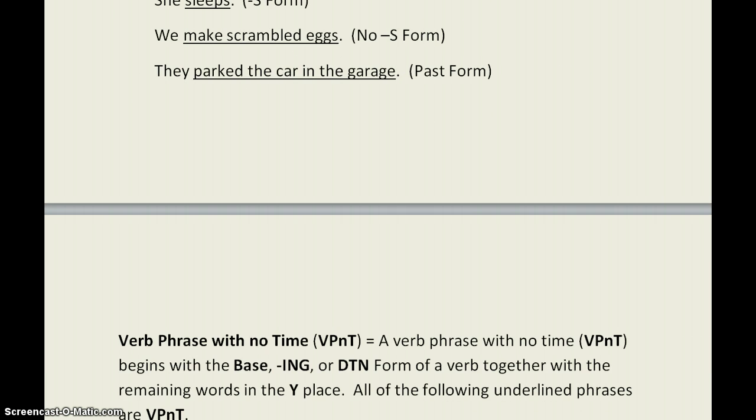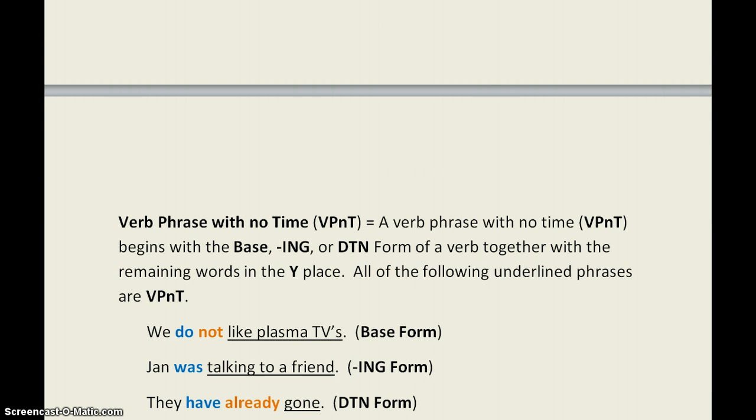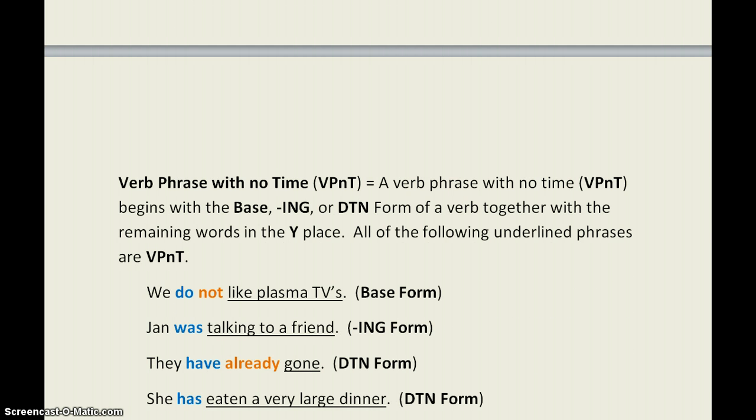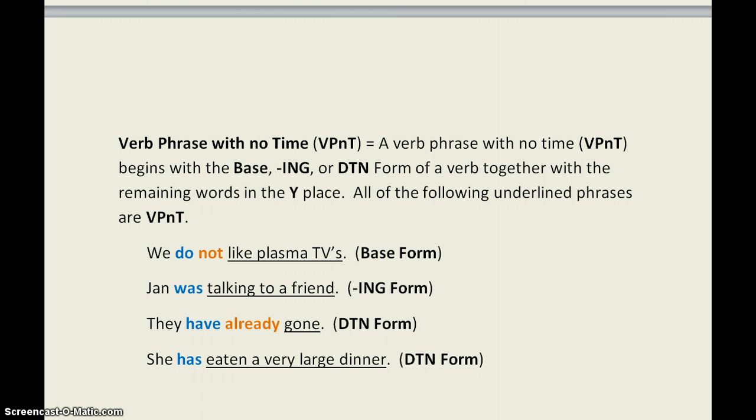Our fifth phrase in English is called a verb phrase with no time. So for example, a verb phrase with no time begins with the base form, ing form, or DTN form of a verb together with the remaining words in the Y place. All of the following underlined phrases are verb phrases with no time.